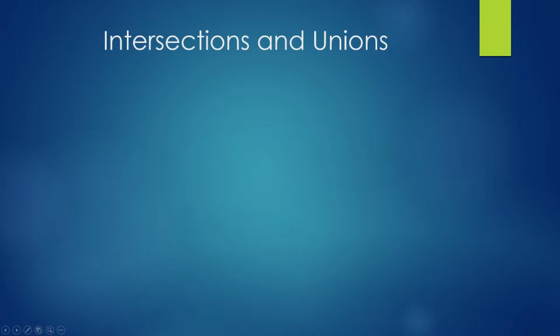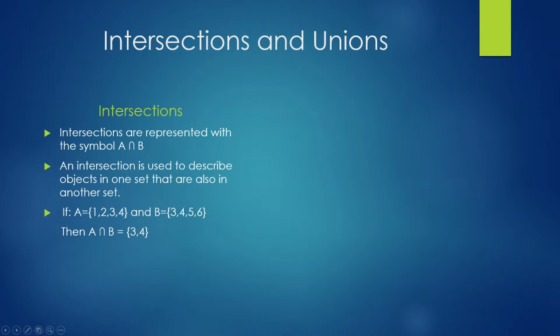Next up, we have operations on sets. First operation, intersection, is denoted by the upside down capital U. An intersection is used to describe objects that are common to two or more sets. For example, A intersection B yields 3 and 4, since they are the only elements common to both A and B.